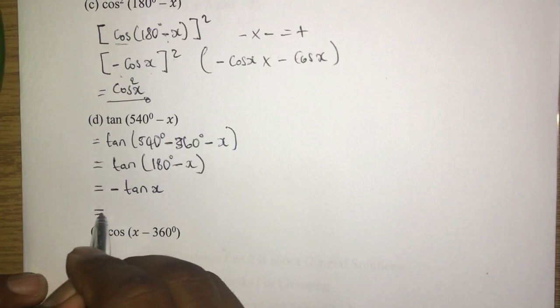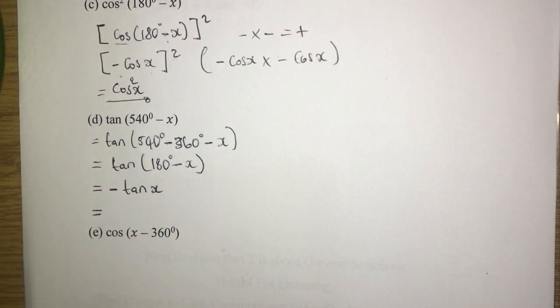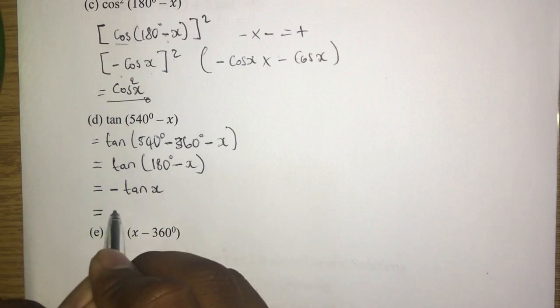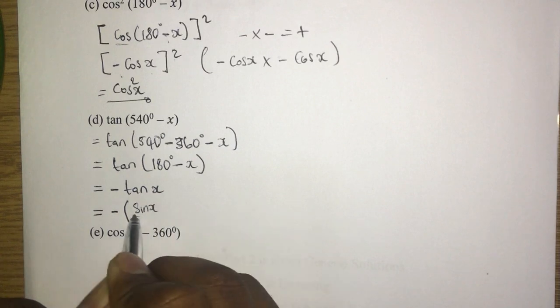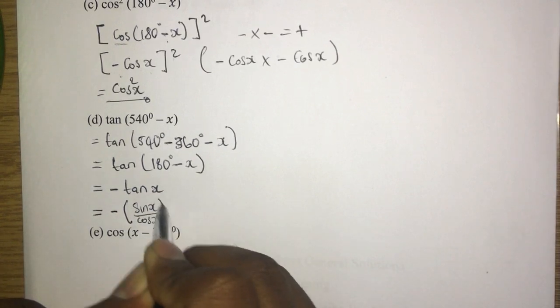But we are not done. Are we done when we are at the stage of negative tan x? No, we're not done. We must all the time, in order to not lose marks in the examination, expand that tan. They will ask you, why did you not expand that tan? Remember, tan can be expanded into sine x over cos x. So this will be negative into sine x all over cos x.